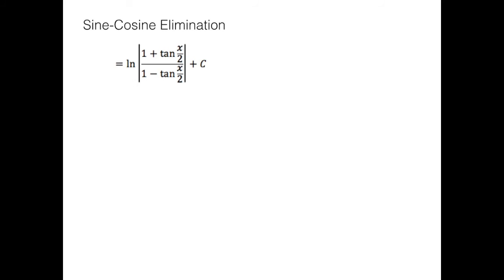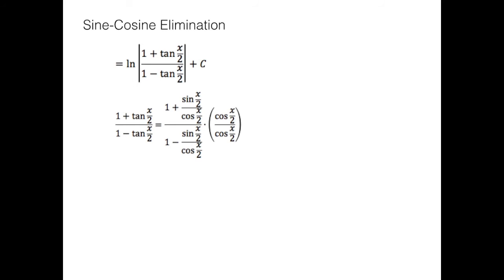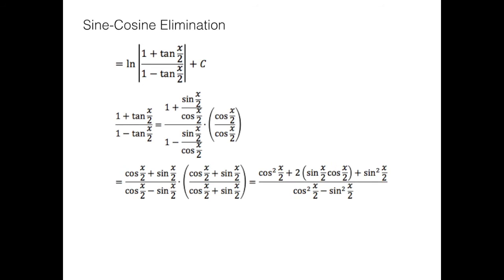Now, this was the natural log function that we got in the previous slide. So let's just isolate the input of that function. So it's going to be 1 plus tangent x over 2 over 1 minus tangent x over 2. Now we can change tangent to sine over cosine, and then to eliminate the denominators in both the numerator and denominator of the main fraction, we can multiply everything by cosine x over 2 over cosine x over 2, or just 1. So then we get cosine x over 2 plus sine x over 2 all over cosine x over 2 minus sine x over 2.